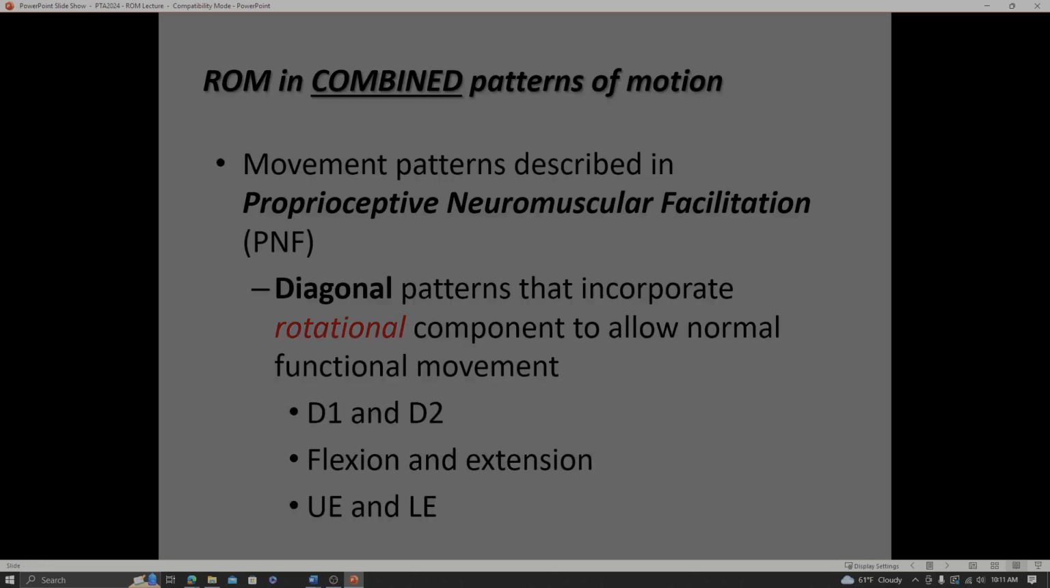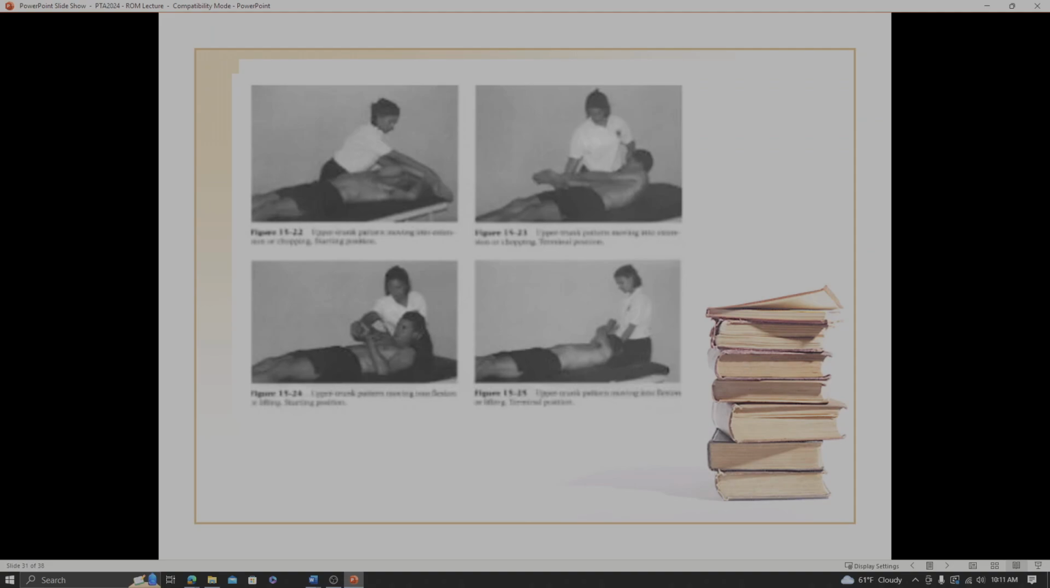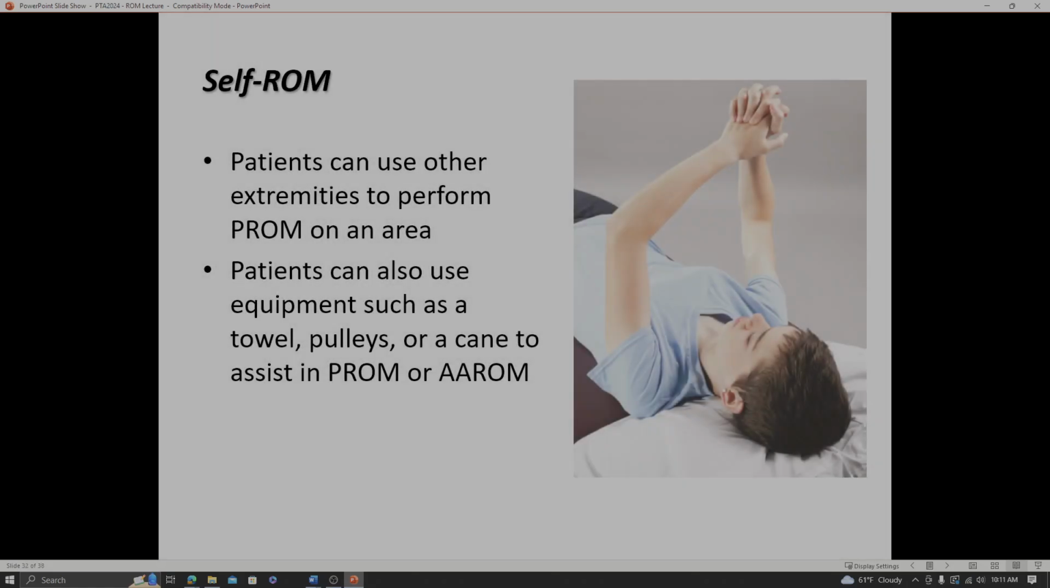And we have these for the upper extremity and lower extremity. Got good videos. That is a horrible, horrible picture. You can't see anything. Linked some really good videos in your module. Look at those for sure.